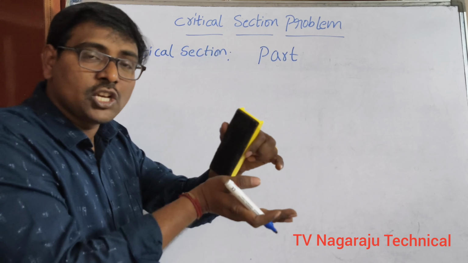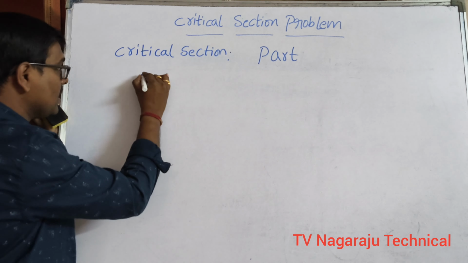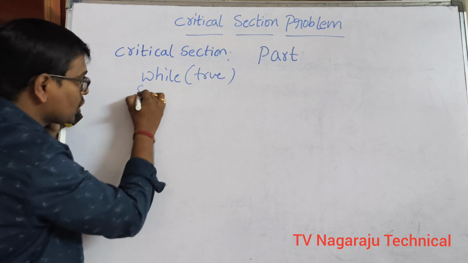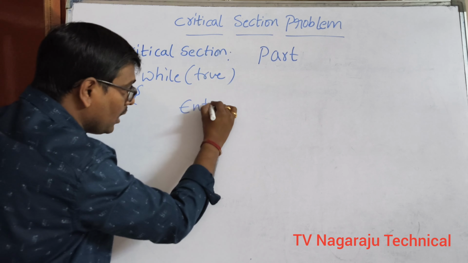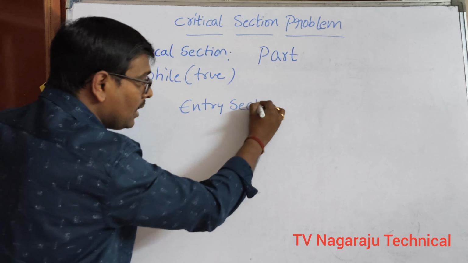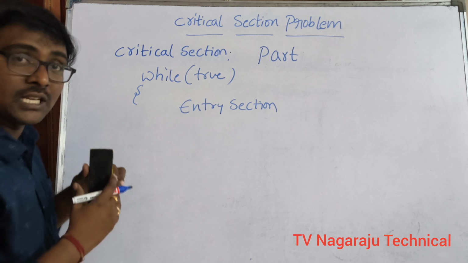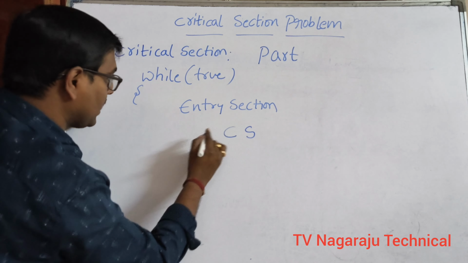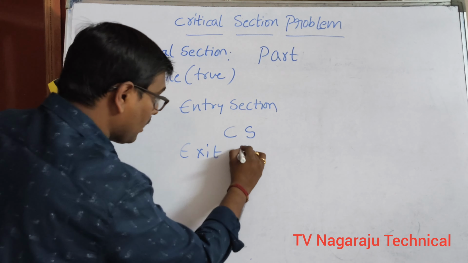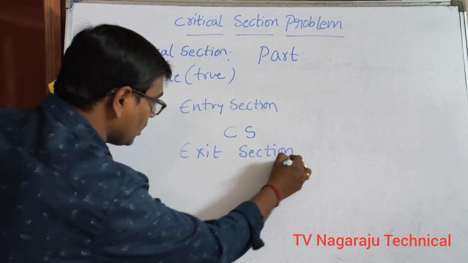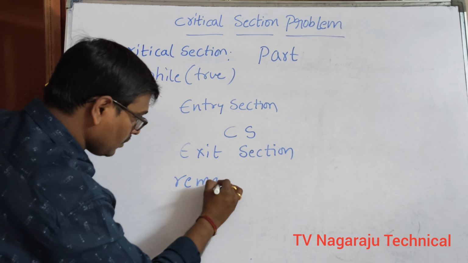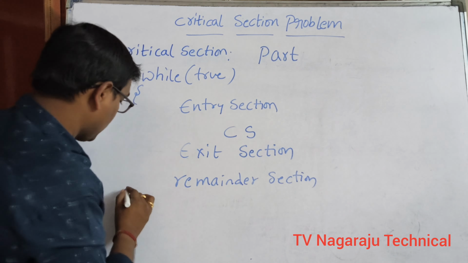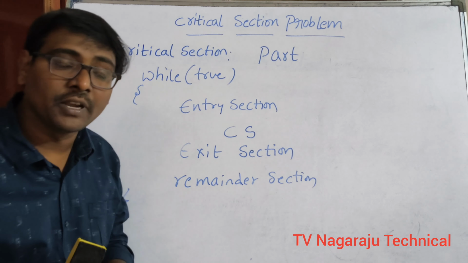What is the structure of this critical section? Simply, the structure is: while true, first it enters into the entry section. What is the meaning of entry section? Before that, I will write down the structure: entry section, critical section, exit section, and remainder section. This is the structure of the critical section.